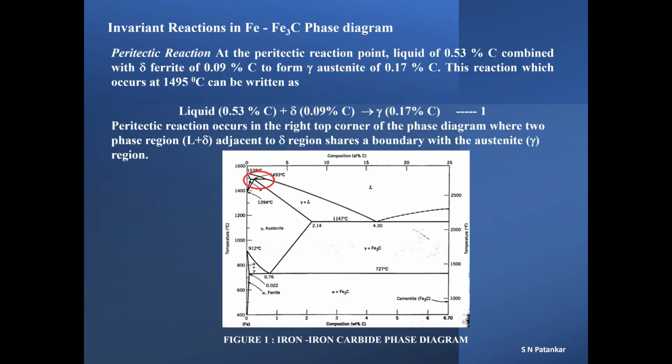We now consider different invariant reactions related to the iron-iron carbide phase diagram. An invariant reaction for a binary alloy is one that occurs when three phases are in equilibrium. The first invariant reaction we consider is the peritectic reaction, represented by chemical equation 1 seen in this slide. The peritectic reaction occurs at 1495 degrees C, wherein the liquid phase containing 0.53% carbon combines with the delta phase with 0.09% carbon, leading to the formation of the austenite phase with 0.17% carbon. The location on the phase diagram where the peritectic reaction is likely to occur is marked with a red circle.